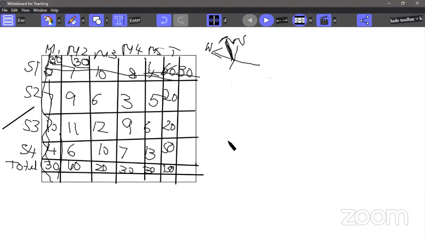So S1 has produced 60 units. Out of 60 units, it is transporting 30 units to M1 and 30 units to M2. Is that clear? But required is 40, right? Required is 40. We'll come to it. Out of 40 demand, 30 is met. How much more is to be met? 10. So write down 10 here.